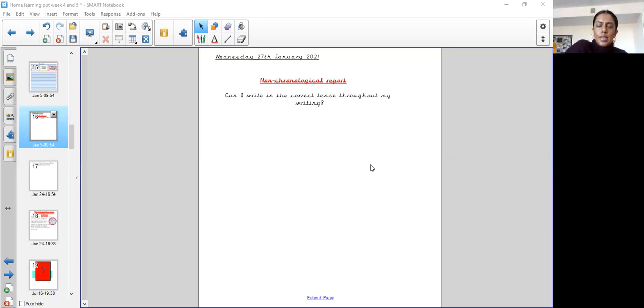So, let's see what we're going to be learning about today. Can I write in the correct tense throughout my writing? This is something I always notice in lots of your writing in year four: the tenses, and sometimes our confusion of mixing up our tenses when we're creating our sentences. So, let's find out a little bit more.